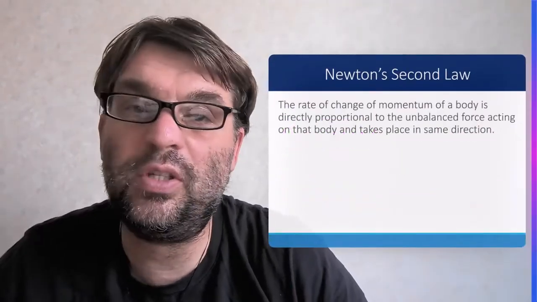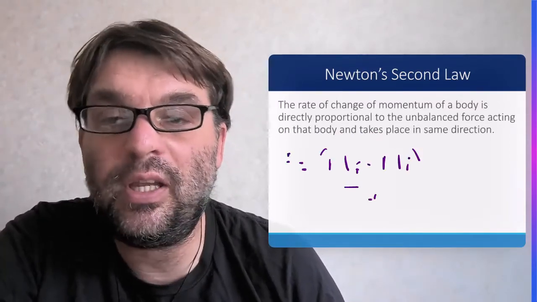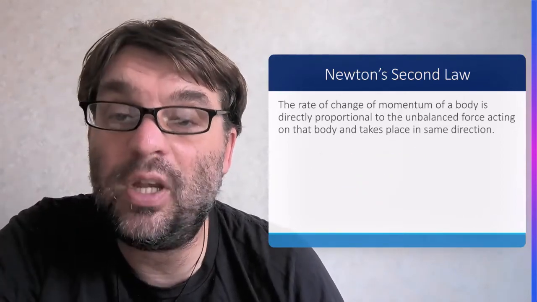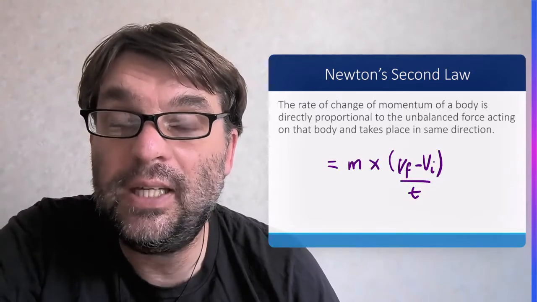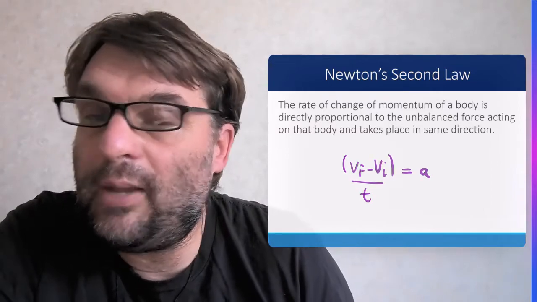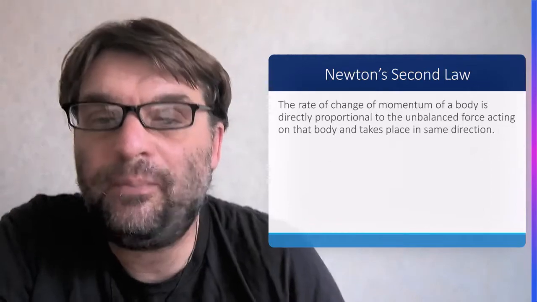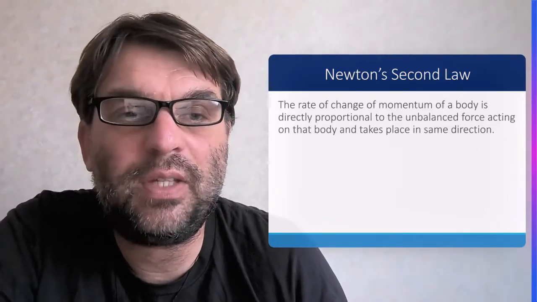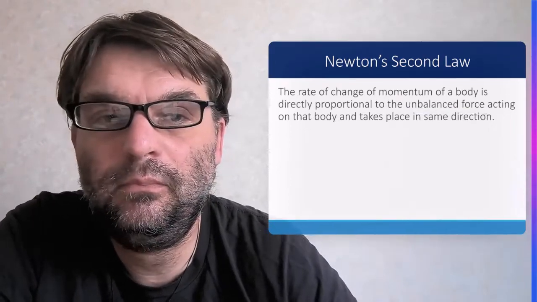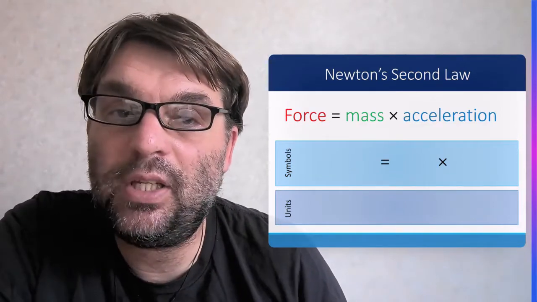So in terms of Newton's second law, what that's basically saying is that the total net force is proportional to the change in velocity of an object, or its acceleration, times its mass. So the net force equals the mass of the object times its acceleration. So force equals mass times acceleration.